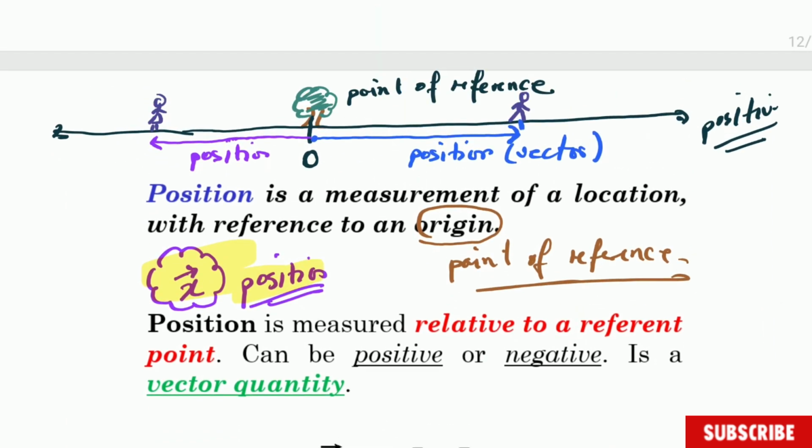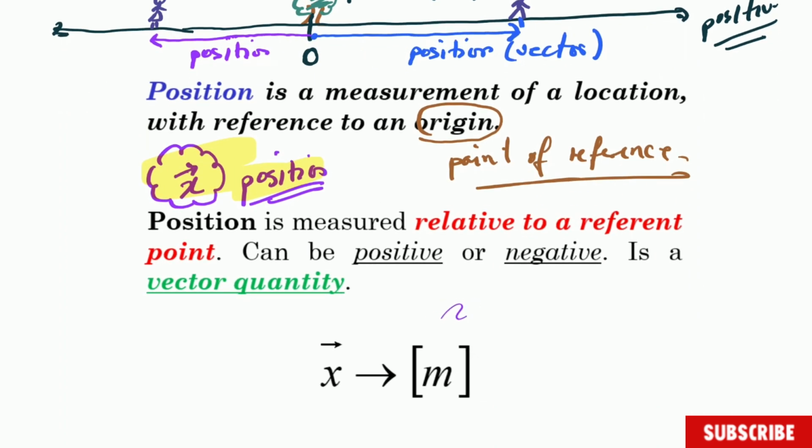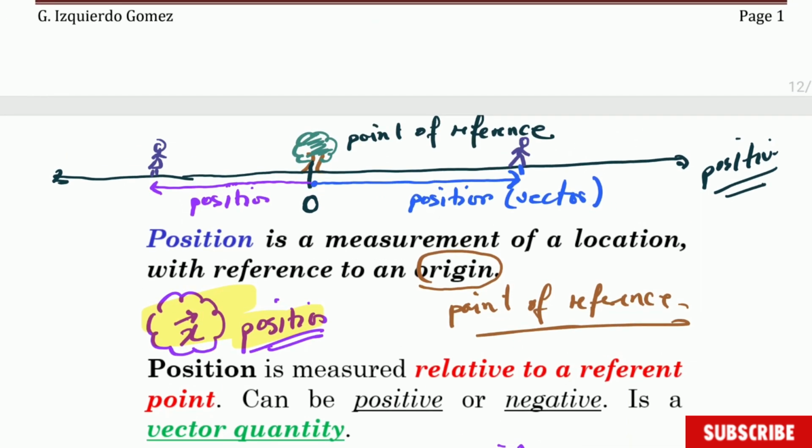And then the other important thing about that one is that the unit is the meters. The international unit for position, the SI unit, is going to be the meters. Now, for instance, if we come here, we can say that the position of this boy is going to be, let's say, positive 5 meters. That is the position of the vector, or 5 meters to the right of the tree, because the tree is the reference point. I hope you understand what I'm speaking about here.